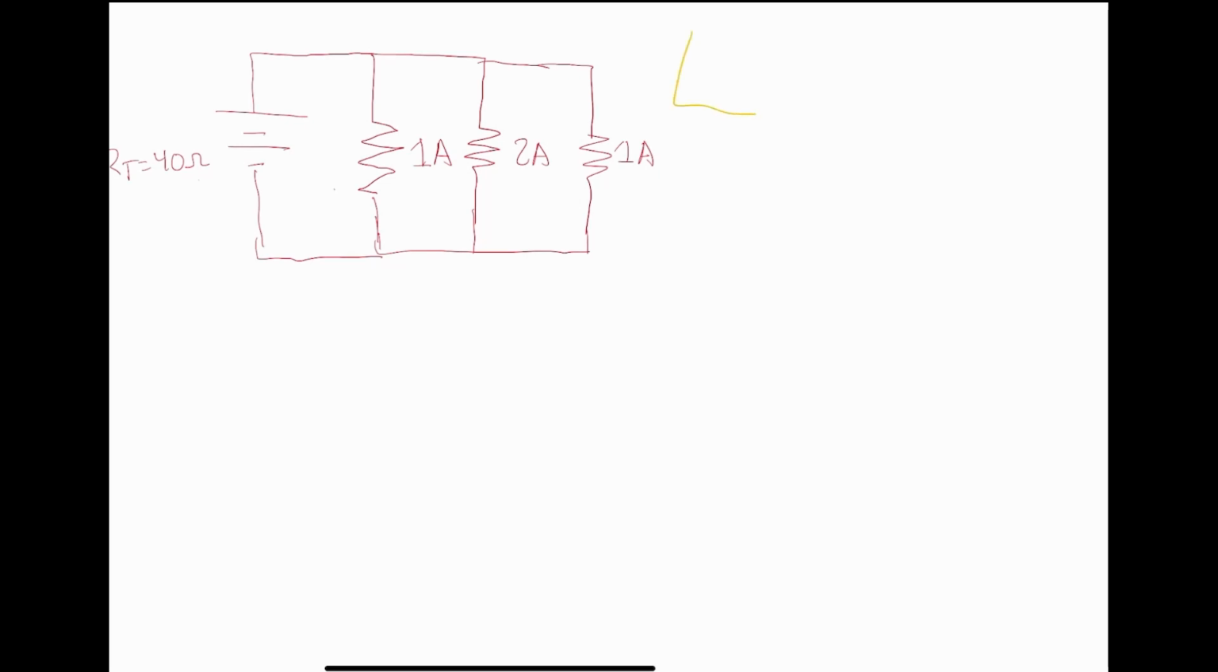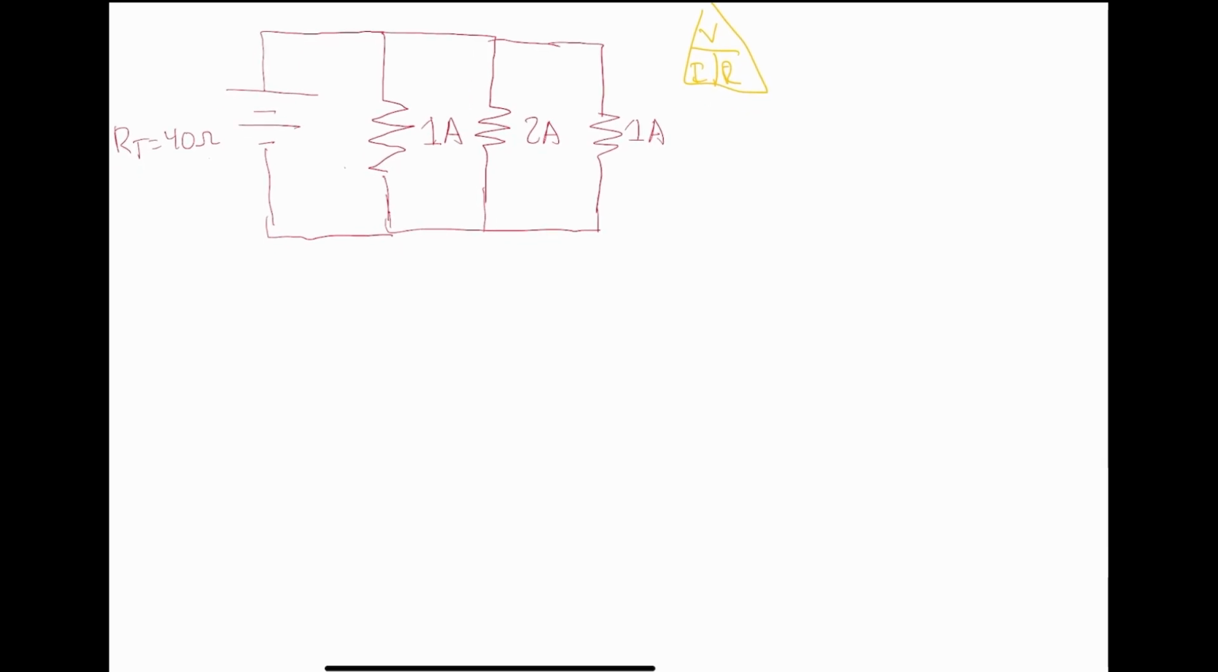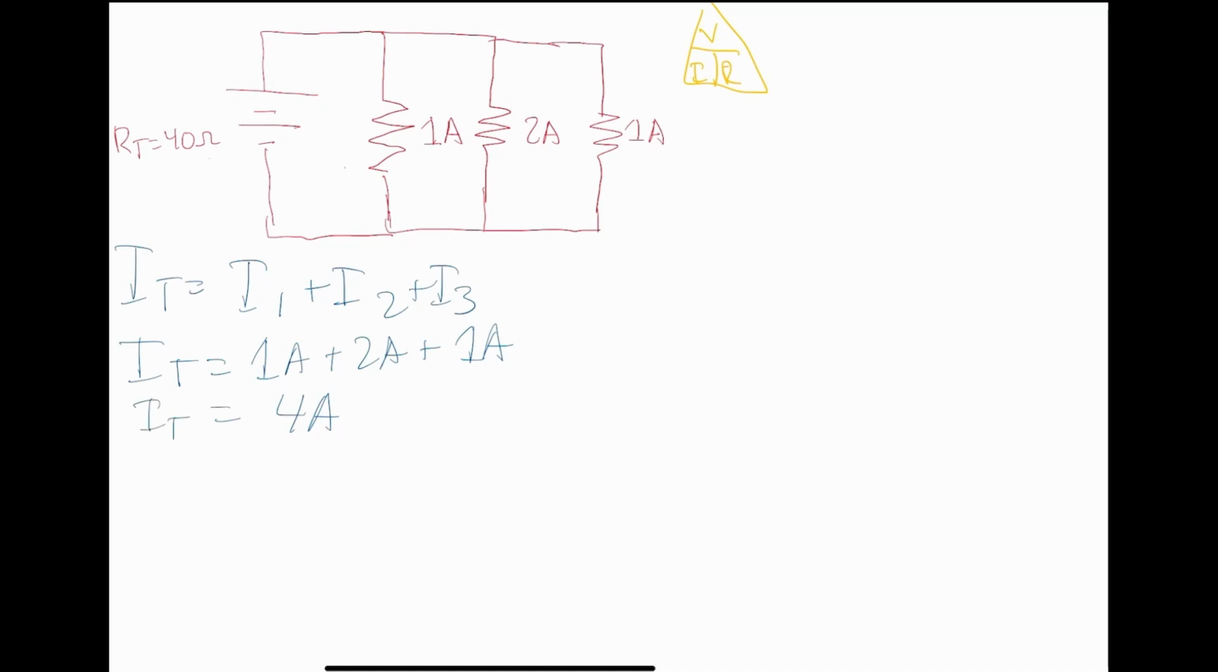Alright, here we have another parallel circuit. Let's start off. Now let's start identifying. We have our total resistance, and we do not have anything else, but we do have I1, I2, and I3. Okay. First off, we know that Kirchhoff's rule says that IT is equal to I1 plus I2 plus I3. So we get the total current right off the bat. And it's simply 4 amps.